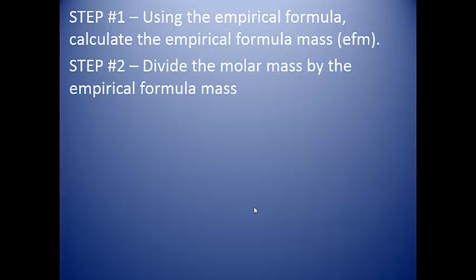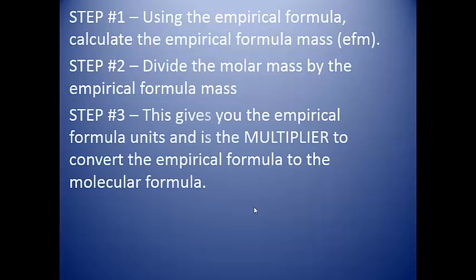And then once we know what that is, we can take our molar mass, which again has to be given to us, and we need to divide those. We take the molar mass, divide it by the empirical formula mass that we calculated in step one, and that will give us a multiplier. So maybe if it's like 50 divided by 25, well, then that means that your molar mass was 2 times greater than your empirical formula. So once you know what that multiplier is, you're going to multiply every element by that amount, and that's going to be your final molecular formula.